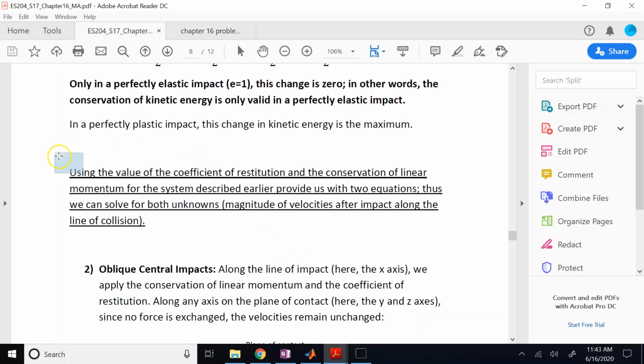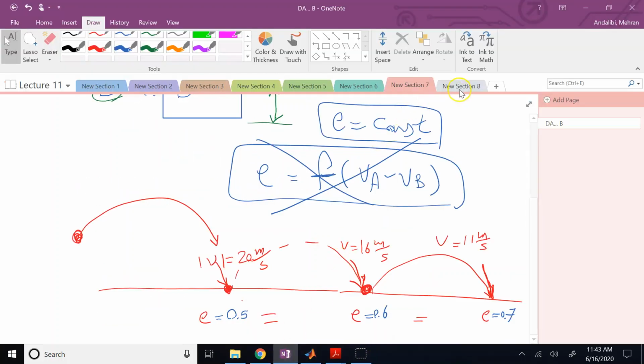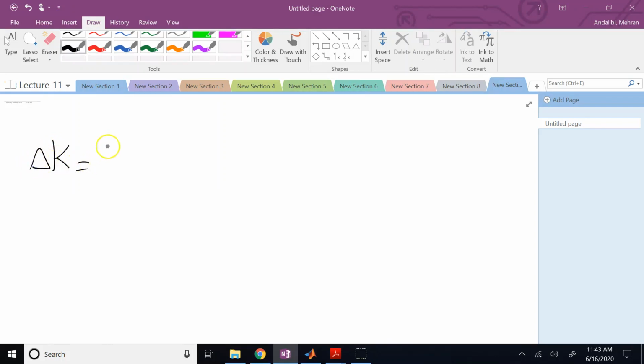And I mentioned that here for you, how we solve this problem. Now, one last thing. Sometimes in the impact problems, it is asked from you, what is the change in kinetic energy? If somebody says, what is the change in kinetic energy due to impact, what is it? The change in kinetic energy due to impact is kinetic energy after impact minus kinetic energy before impact.